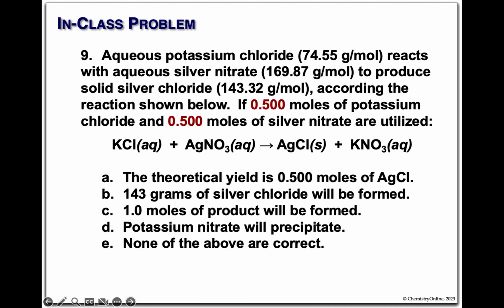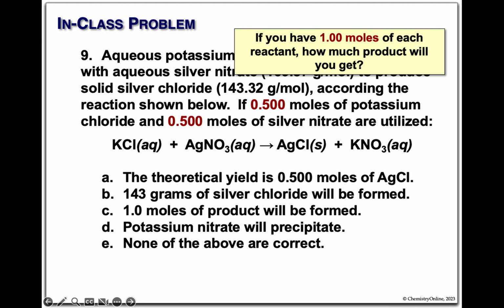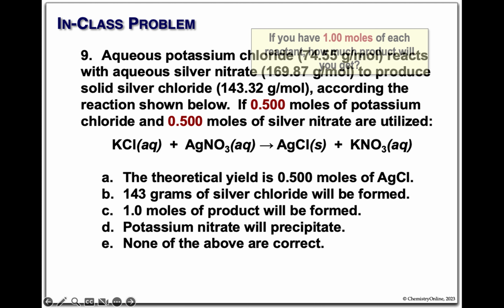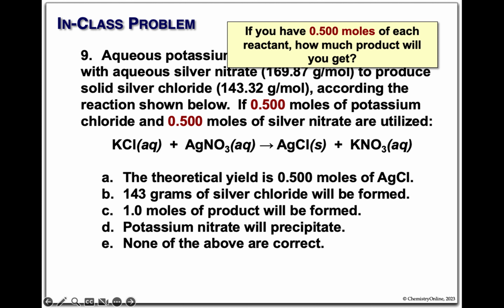Well, just think about this. There are no coefficients here, are there? Therefore, if we had 1 mole of this and 1 mole of that, how much product would we get? 1 mole. If we had half a mole of each, which we do, how much would we get? Half a mole. It makes sense. And it's correct.